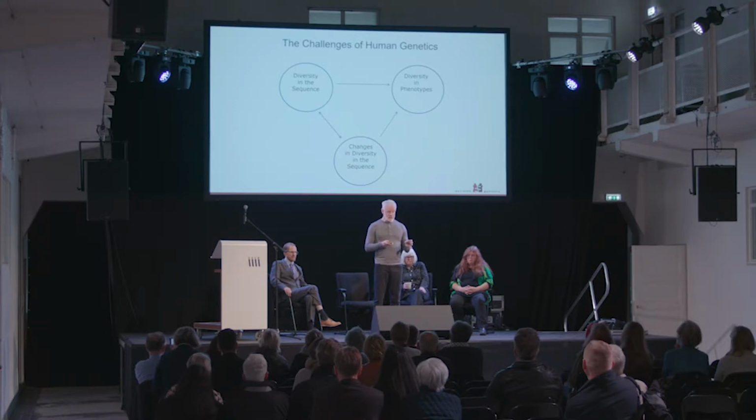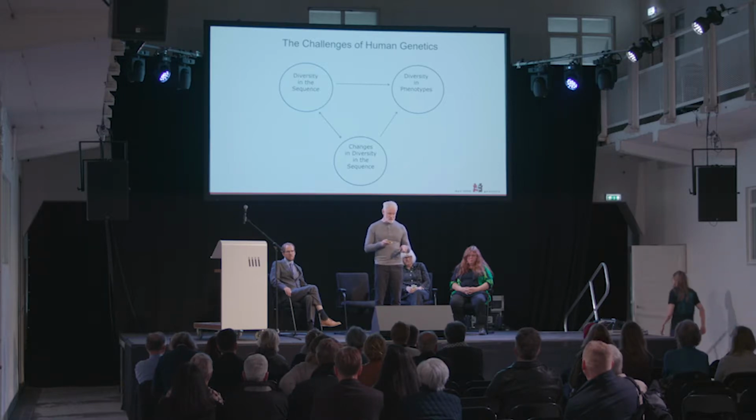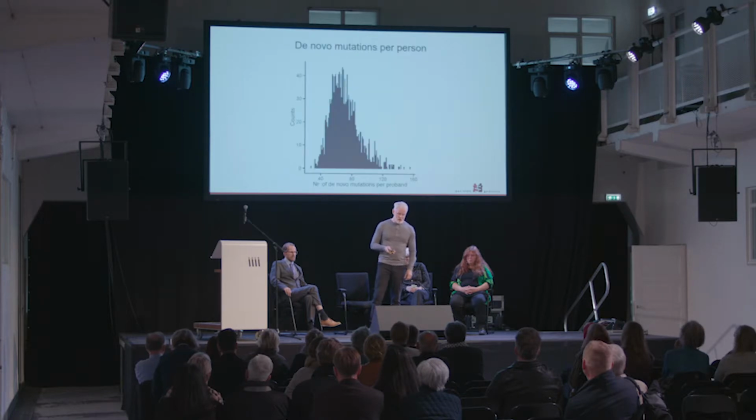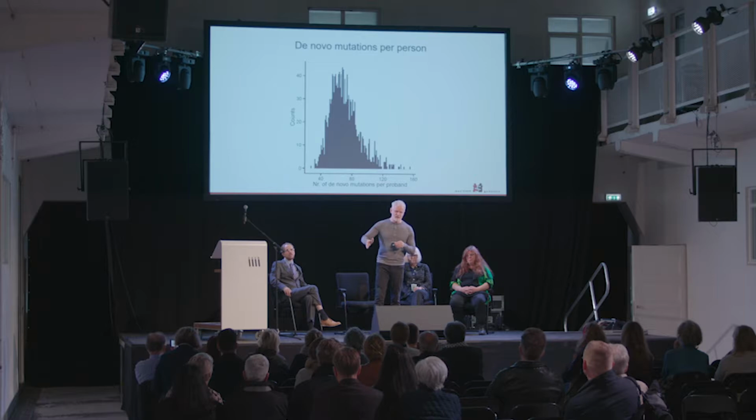So not only do we have to account for the correlation between diversity in the sequence and diversity in phenotypes, risk of disease, and the performance of various organs, we also have to account for changes in the diversity in the sequence. And actually, a few years back, we decided to study new mutations. What is it that causes diversity in the rate of new mutation? Why is someone born with a lot of new mutations and another person born with relatively few?